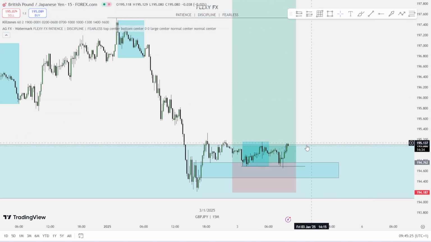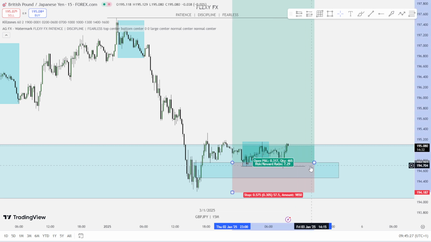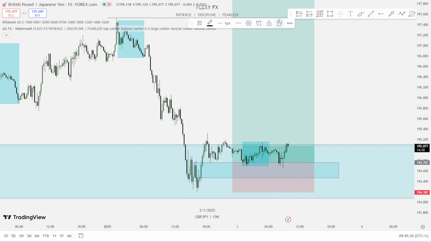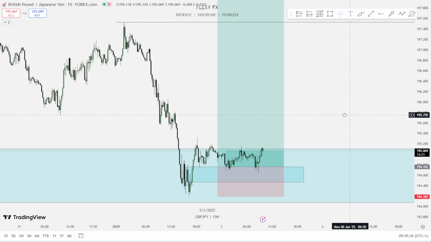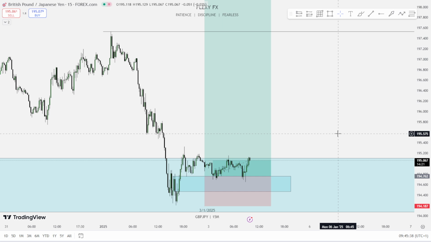Now price might also decide to fail my analysis. That is fine. I have my risk management in place, so whatever happens, I don't have control over that. Only thing I have control of is how to manage my risk and then when to enter a trade.